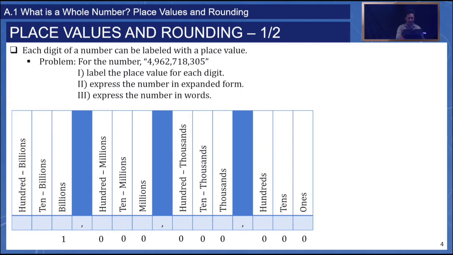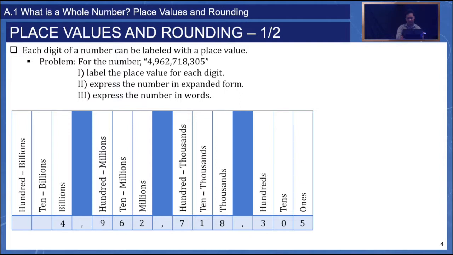So if you know that, all you have to do now is plug in the number 496271830 into the place value table, and then that's pretty much you answering question 1. Question 1 says to label the place value for each digit. We just did that. The number on the far right, the 0 is in the ones place, the 3 is in the tens place, the 8 is in the hundreds place, and so on and so forth.